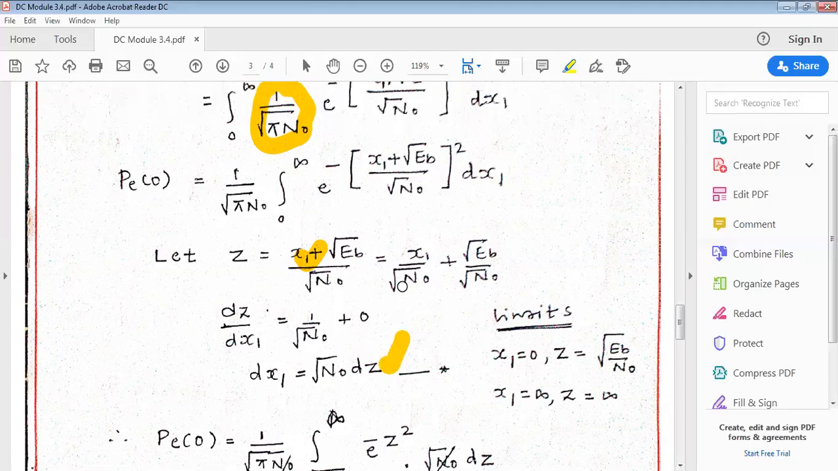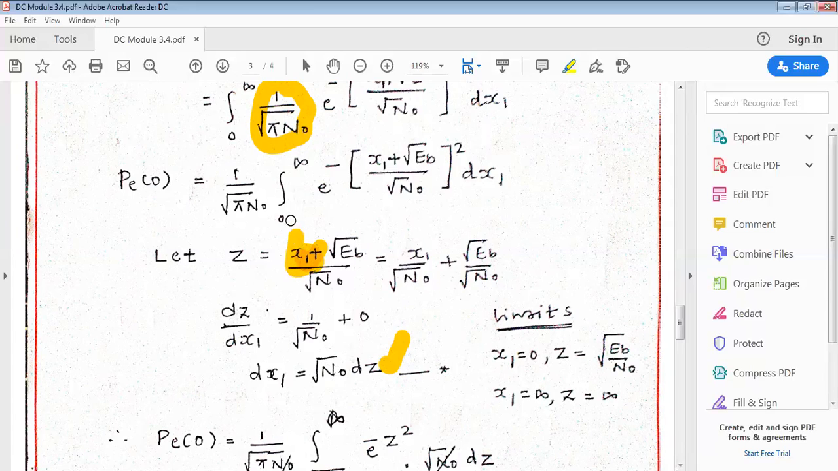So also, when you make a substitution for some new variable z, the limits are also going to change, right? Now the limits change from x to z. So when the lower limit x1 is equal to 0, the limit for z is equal to what? The square root of Eb by N naught. You just substitute here: when x1 is equal to 0, z will be the square root of Eb by N naught.